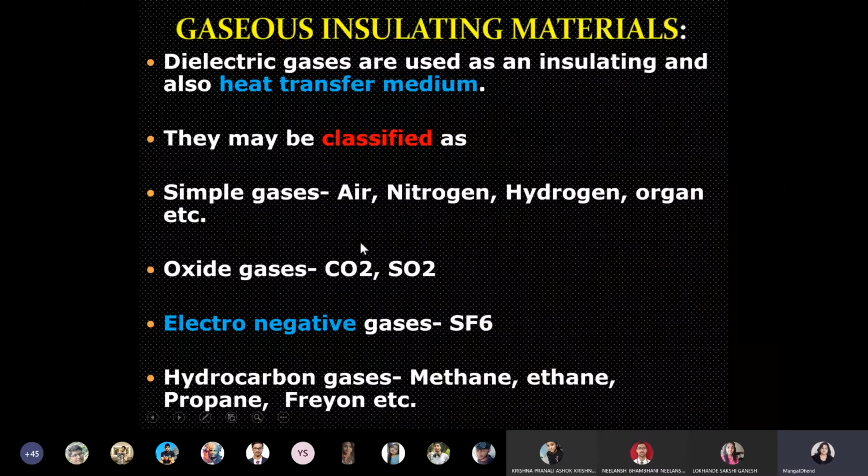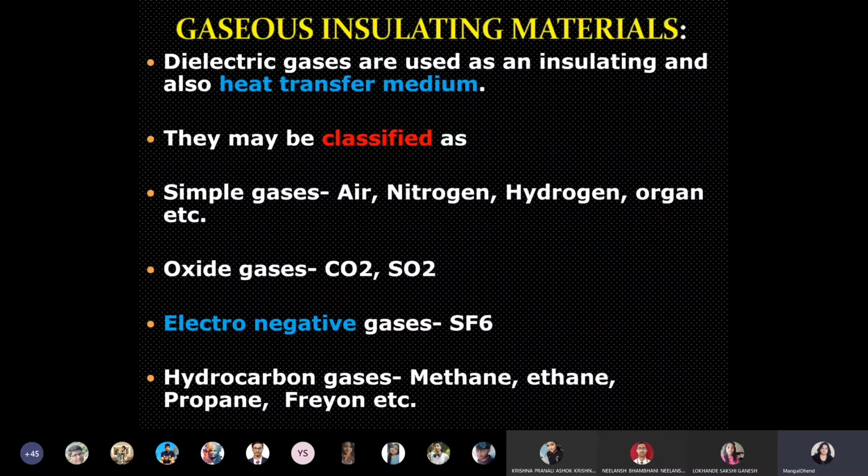So now you know gaseous insulating material, air is the biggest insulating material which is available abundantly. So let us see about the gaseous insulating material. So dielectric gases are used as an insulating material and also as a heat transfer medium. So why will it be used as a heat transfer material? When you use air as an insulating material, suppose in an overhead transmission line, where air is used as insulation, it's a natural medium there, but it is used as an insulating material.